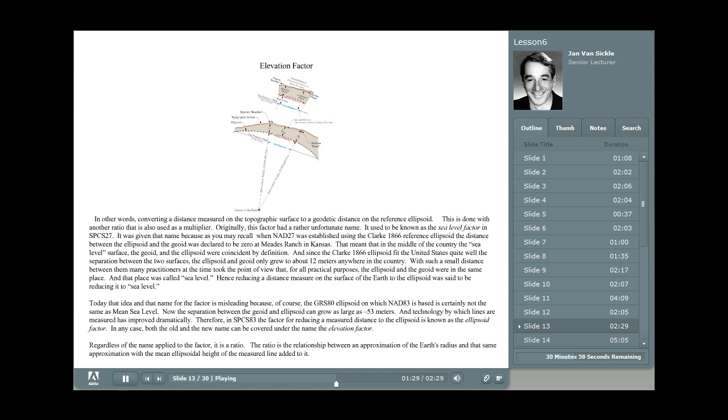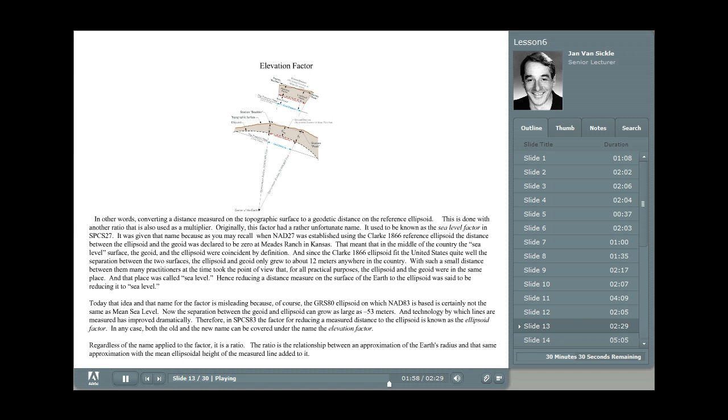Today, that idea and the name is misleading because, of course, the GRS 80 ellipsoid, on which NAD 83 is based, is certainly not the same as mean sea level. And now the separation between the geoid and the ellipsoid can grow as large as negative 53 meters in the coverage of NAD 83. And the technology by which the lines are measured has improved dramatically. Notice GPS.